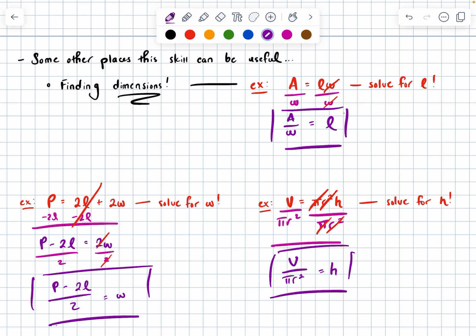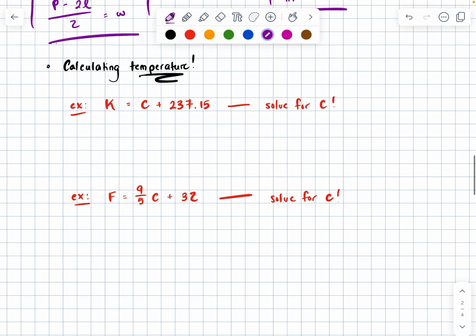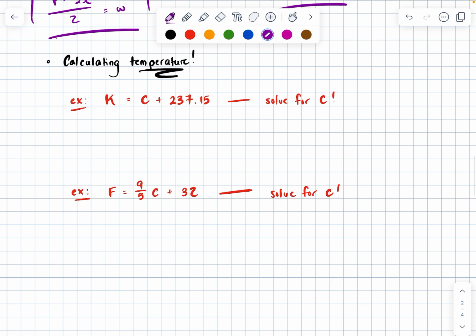Cool. One other place where this could be a powerful skill, sometimes you're working with dimensions. You could also be working with temperature. So our first formula for temperature here, this variable K, maybe some of you have heard of Kelvin. Kelvin is another measure of temperature. You'll see it a lot when you get into like chemistry and physics. Well, Kelvin can be calculated by taking a temperature measure in Celsius here, C, and adding 237.15.